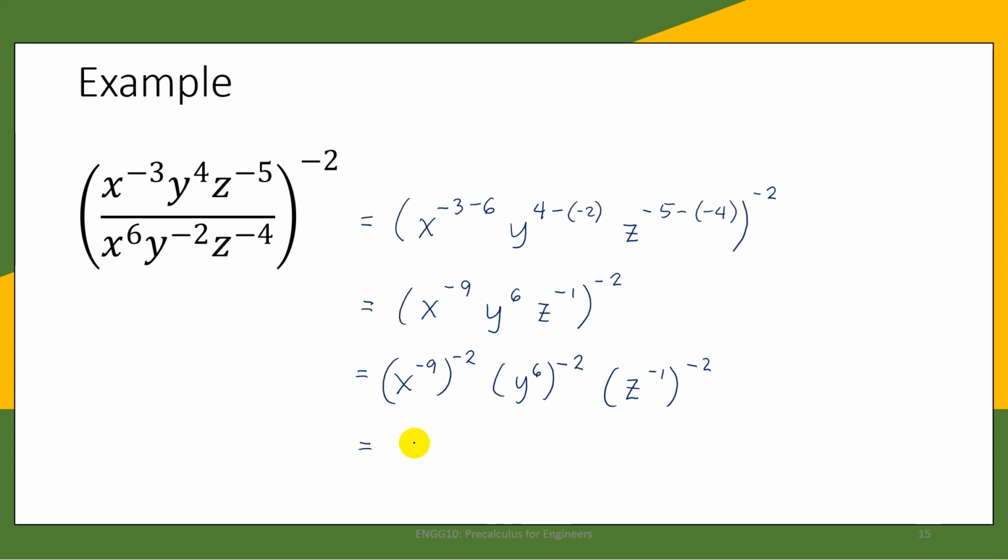If we simplify this one, this becomes x raised to positive 18, y raised to negative 12, z raised to positive 2. And we know that this negative exponent can be written in the denominator. Therefore, this becomes x raised to 18, z raised to 2 divided by y raised to 12. So that's our final answer for this one. X raised to 18, z raised to 2, over y raised to 12.